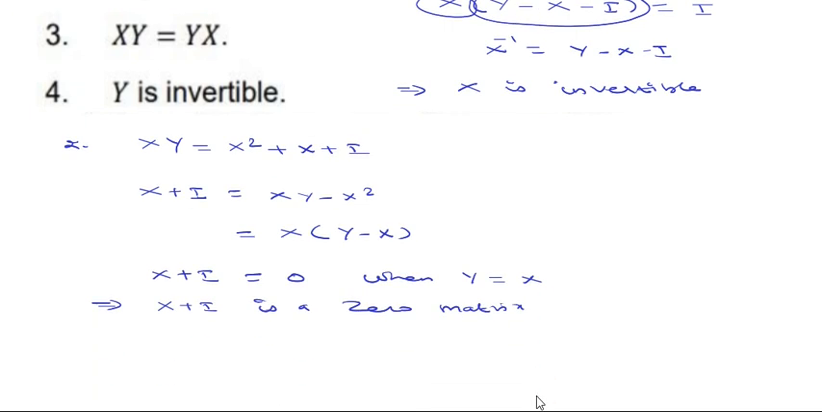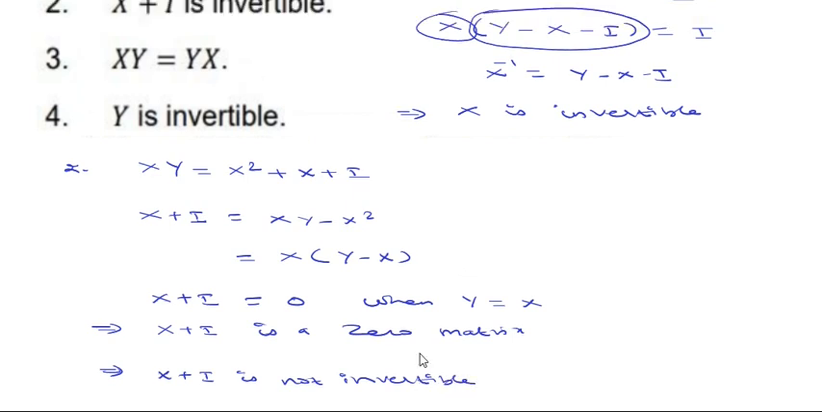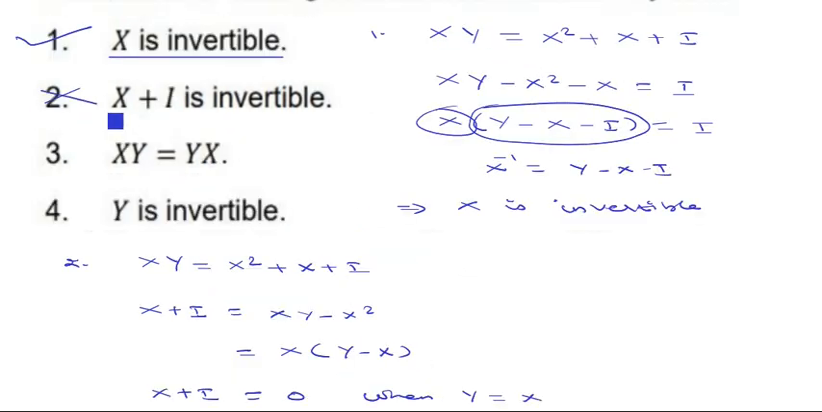So for a 0 matrix, inverse does not exist. So this implies x plus I is not invertible, because x plus I is a 0 matrix. Therefore the option 2 is wrong.